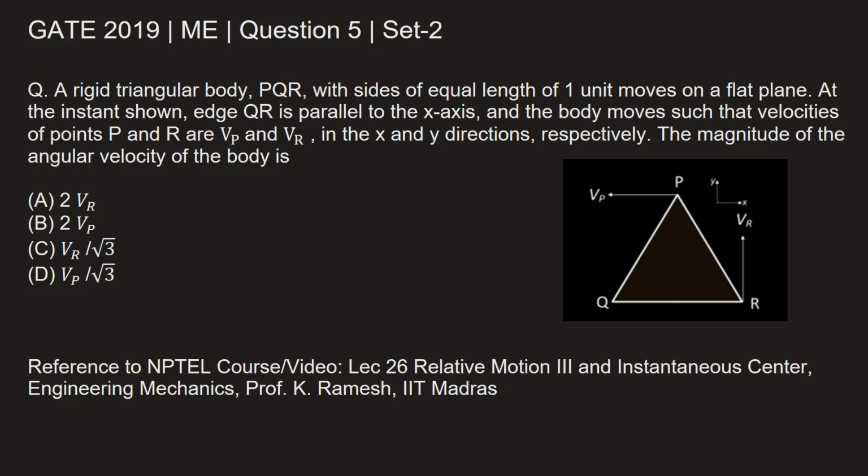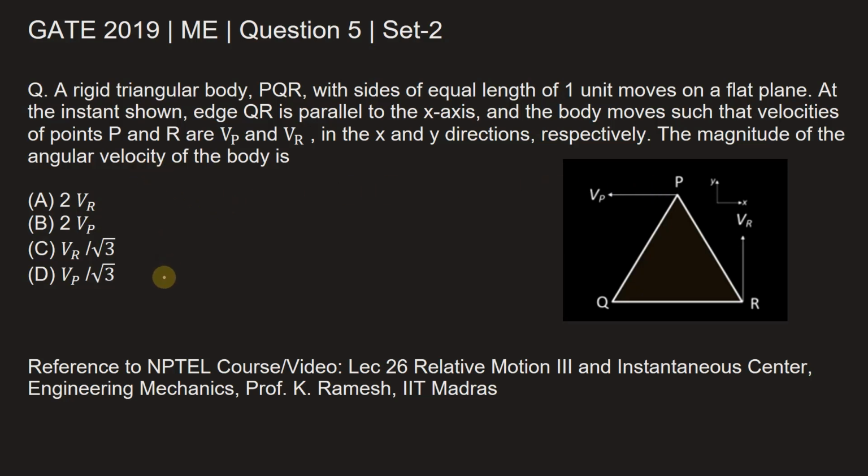This question is from GATE 2019, Mechanical Engineering paper, set 2, question number 5. A rigid triangular body PQR with sides of equal length of 1 unit moves on a flat plane. At the instant shown, edge QR is parallel to the x-axis and the body moves such that the velocities of points P and R are Vp and Vr in the x and y directions respectively. The magnitude of the angular velocity of the body is.